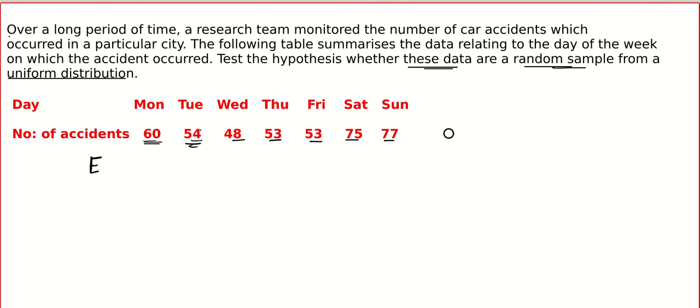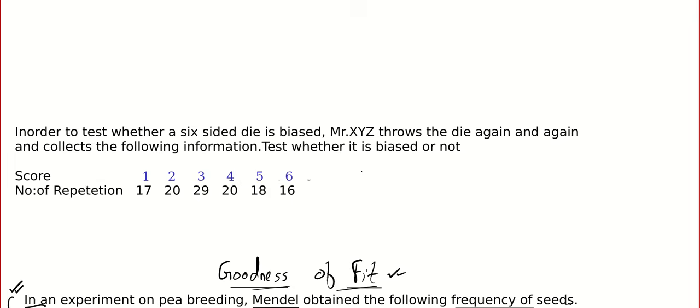Okay, I'll tell you what to do. You count 60 plus 54 plus 48 plus 53 plus 53 plus 75 plus 77. That is 420 divided by 7. So we are expecting 60 accidents per day. Did you understand how I got that expected value? If it is uniform, then every day there should be the same number of accidents. So what I did is I took the total and I'm using 60, 60, 60, 60, 60 as the expected value. Give it a try.